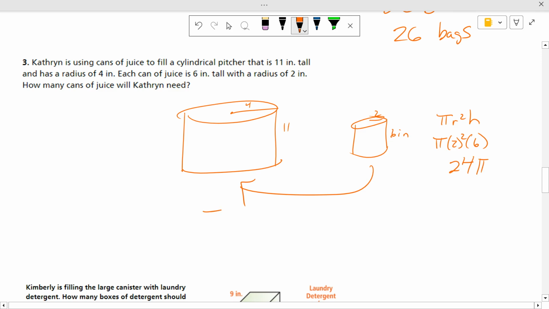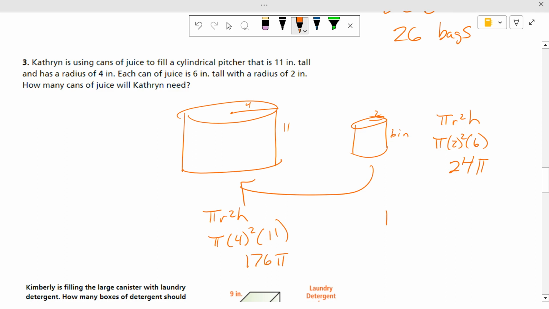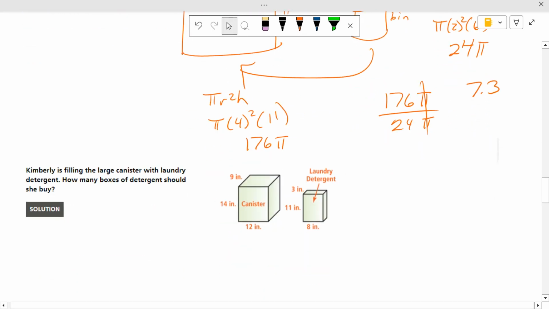Over here, pi r squared h is pi times 4 squared times 11. 4 squared is 16. 16 times 11 is 176. So what's 176 pi divided by 24 pi? Well, the pi's cancel, so we don't even have to worry about that. What's 176 divided by 24? 7.3. So, if she gets 8 cans, it'll overflow. Okay? So, she should just buy 7 cans of juice.